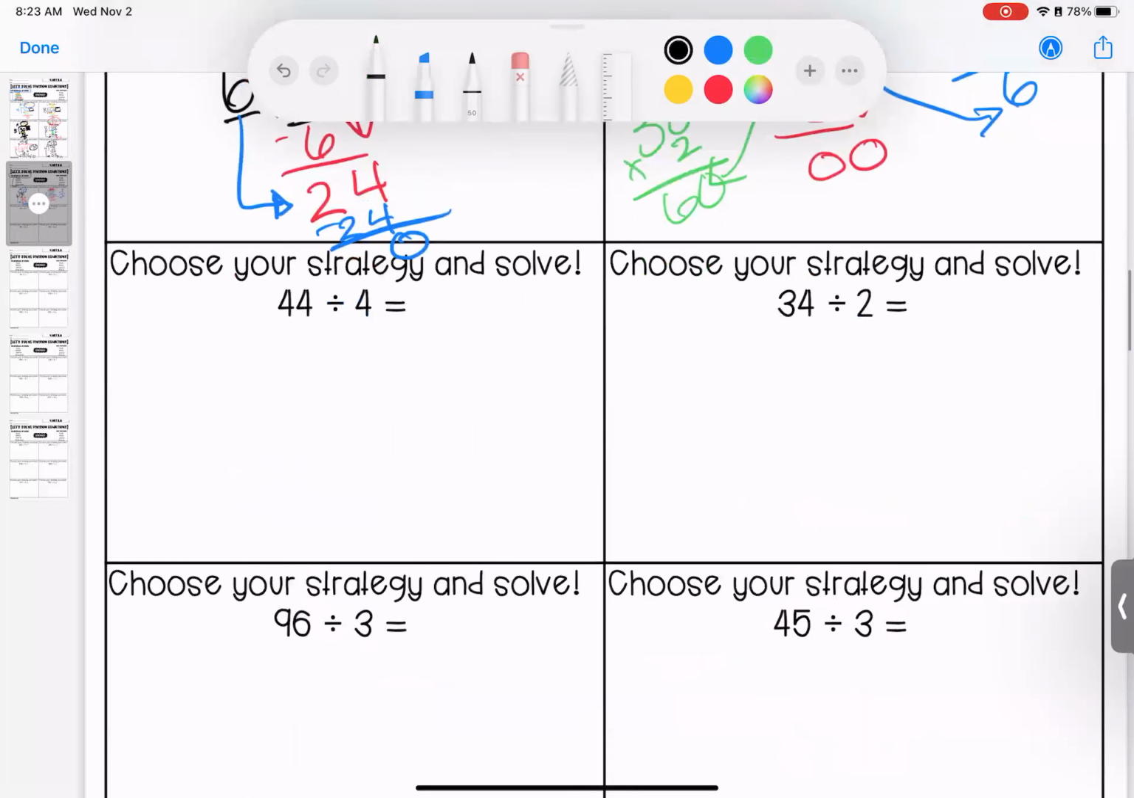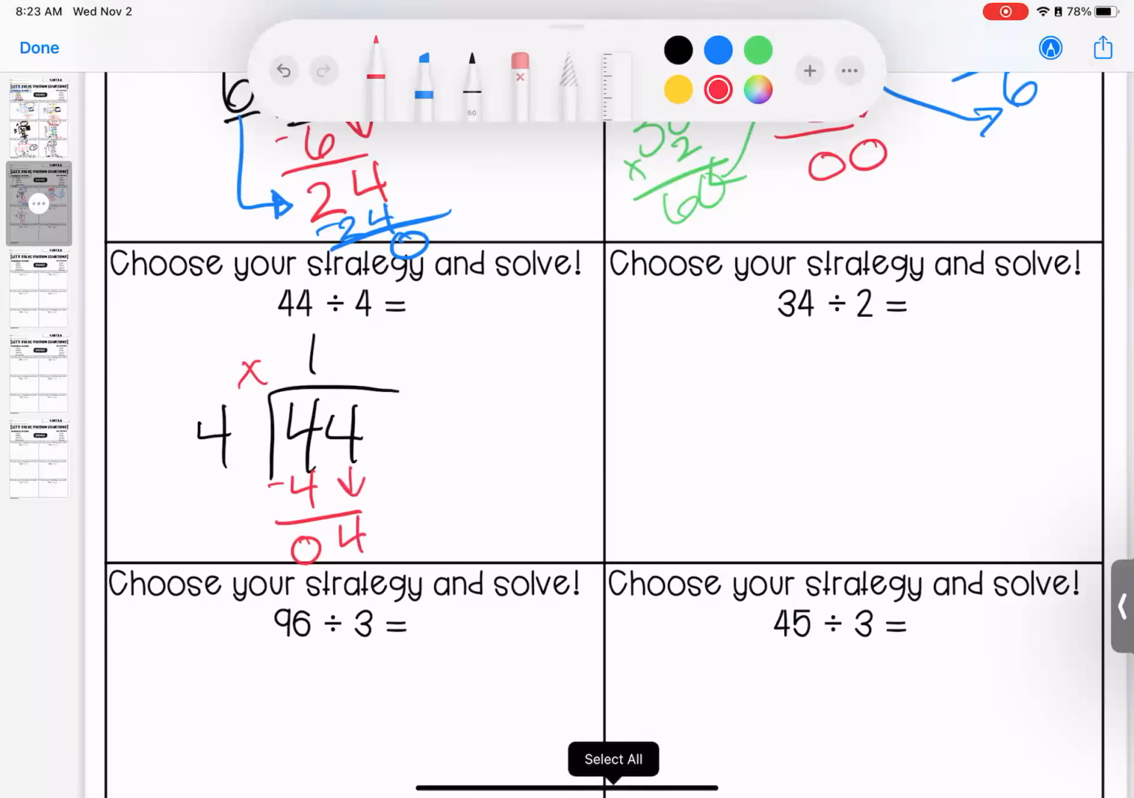All right, love bugs. 44 divided by 4. Here we go. Does 4 divide into 4? Yes, 1 time, because 1 times 4 is 4. Subtract. 4 take away 4 is 0. Bring down our 4. Start again. Does 4 divide into 4? Yes, 1 time. Because 1 times 4 is 4. Subtract. 4 take away 4 is 0.